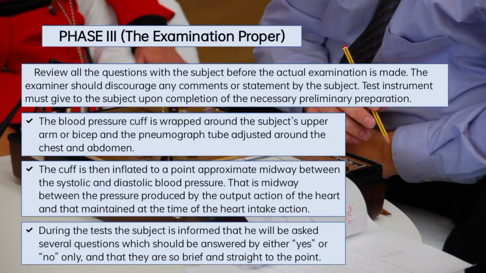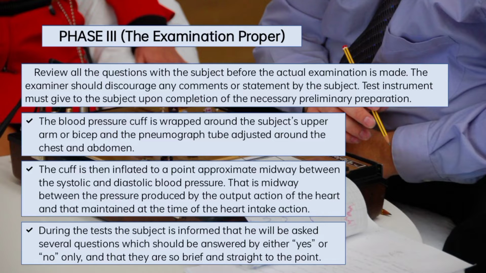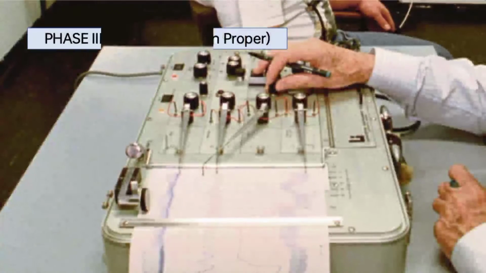During the test, the subject is informed that he will be asked several questions which should be answered by either yes or no only, and that they are so brief and straight to the point. Approximately 5 to 10 seconds after this instruction, the first question is asked and then the other questions follow at intervals of 15 to 20 seconds.